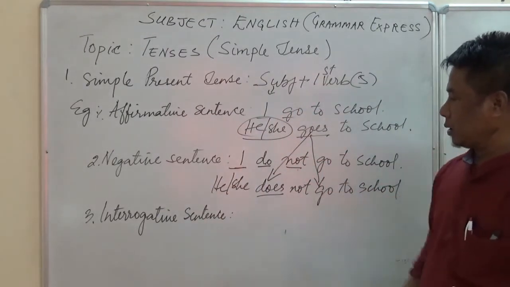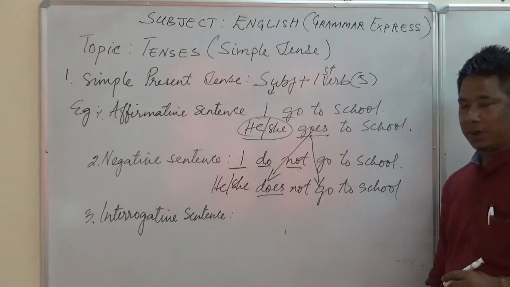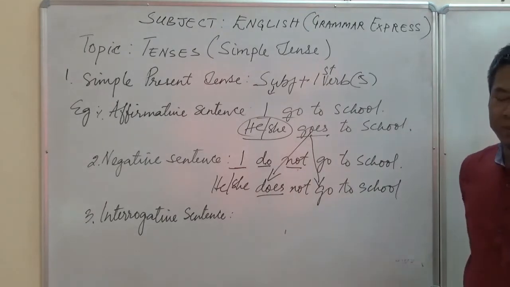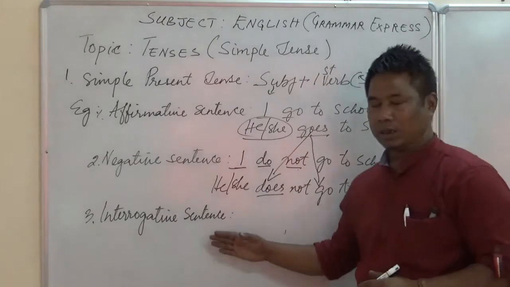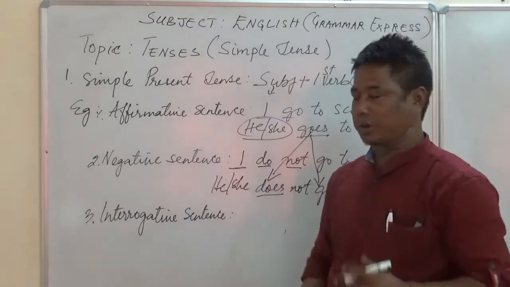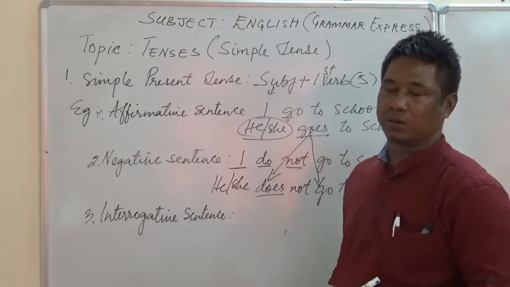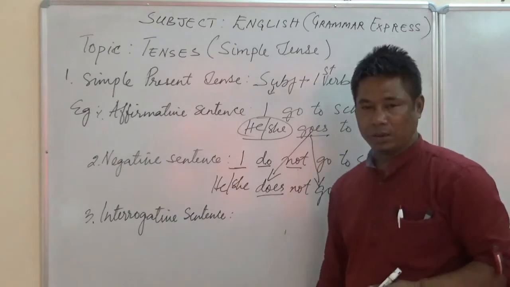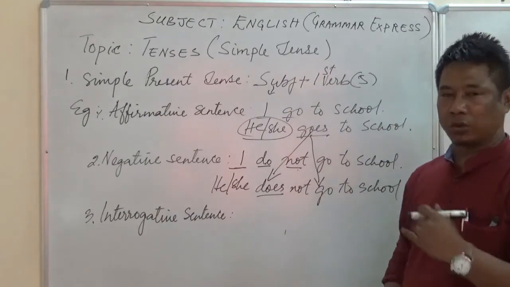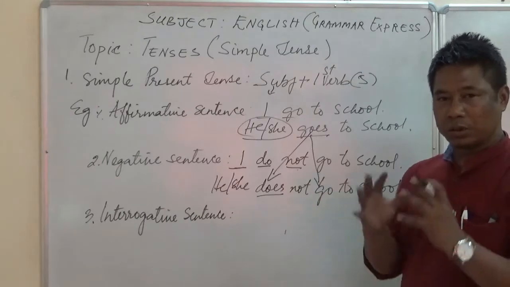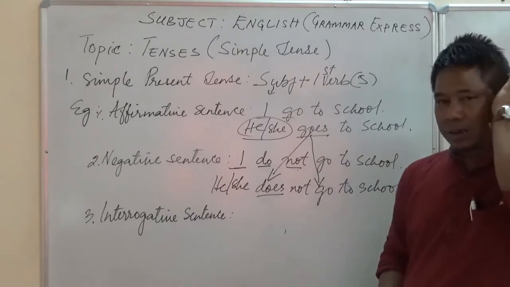Now you look at this interrogative sentence. Interrogative sentence, so again, what is the meaning of interrogative sentence? The meaning of interrogative sentence: a question. It is a sentence, but it is a question.